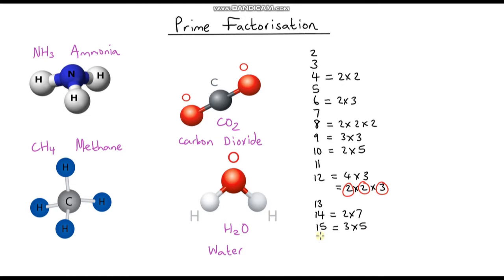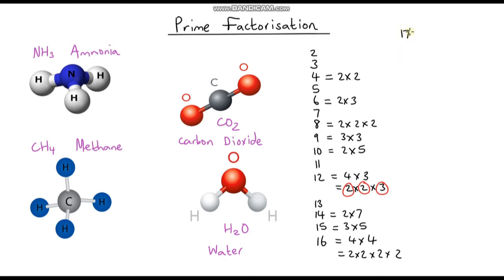Hopefully you're getting the picture now. 16, well, 16 is the same as 4 times 4, but again, we can break both of these 4's down even further. So this 4 we can break down into 2 times 2. We can also break that 4 down into 2 times 2. So we've got 2 times 2 times 2 times 2, which is 16. And now all of my factors are prime. Now let's move on to 17.